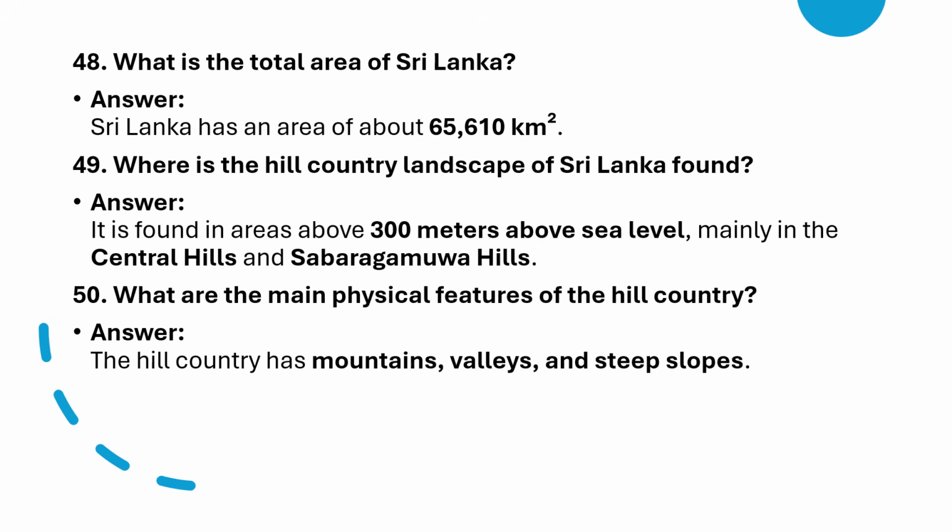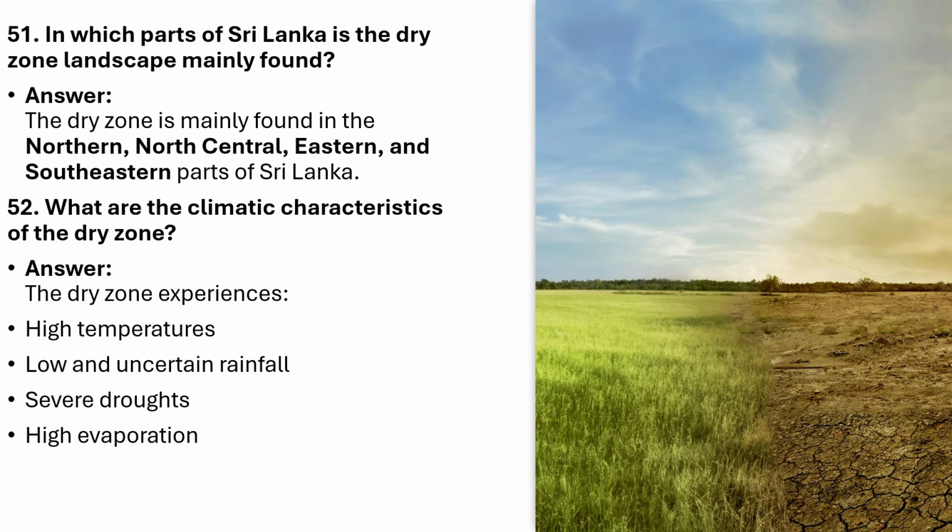What are the main physical features of the hill country? Answer: the hill country has mountains, valleys, and steep slopes. In which parts of Sri Lanka is the dry zone landscape mainly found? Answer: the dry zone is mainly found in northern, north central, eastern, and southeastern parts of Sri Lanka.